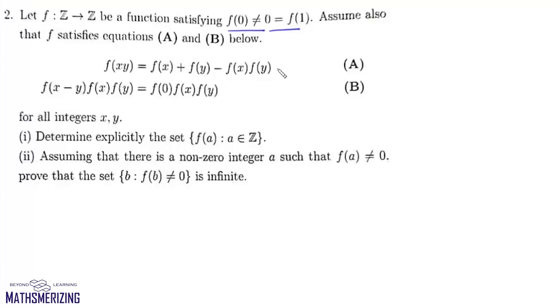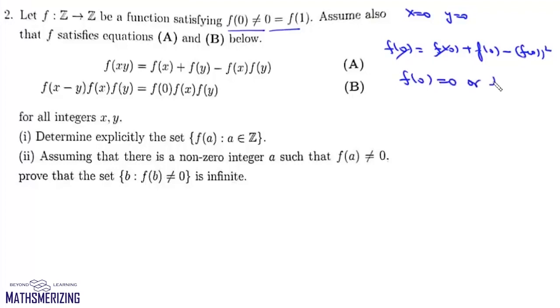Now from this first equation, if we put x as 0 and y equals 0, we'll get f0 equals f0 plus f0 minus f0 square. Things will cancel. So from here we can say either f0 is 0 or the value of f0 is 1. Now we are given that f0 is unequal to 0. That means it is not possible. So the value of f0 will be simply 1.